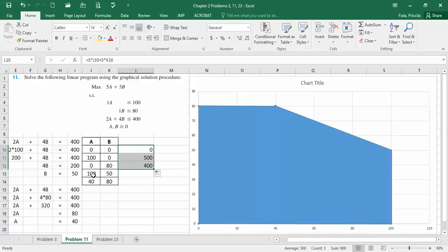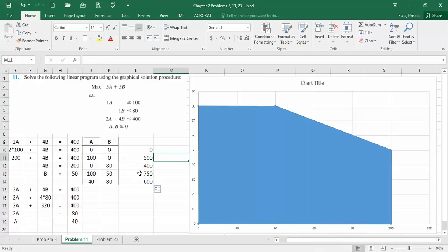Now we're going to have 100 for A and 50 for B. 5 times 100 is 500, 5 times 50 is 250, and 500 plus 250 should be 750. So far that is our highest value. And this is the lowest value, and then the second lowest value. And now we're going to do 5 times 40, which is 200, plus 5 times 80, which is 400. Therefore, 200 plus 400 should be 600.